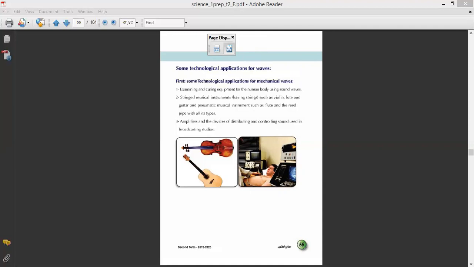Musical instruments also are applications for the sound wave, and amplifier controlling the sound. The broadcasting studio also is an application of mechanical wave. They are all sound wave. And the technological applications for electromagnetic waves, we have different types of electromagnetic: infrared, ultraviolet rays, X-rays, gamma rays, and visible light.